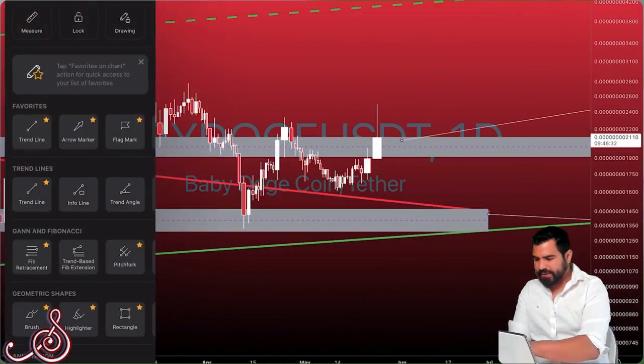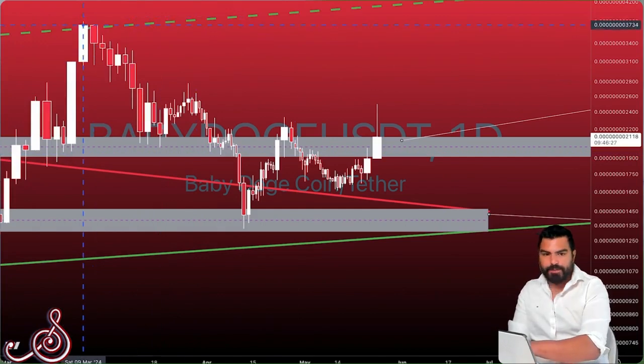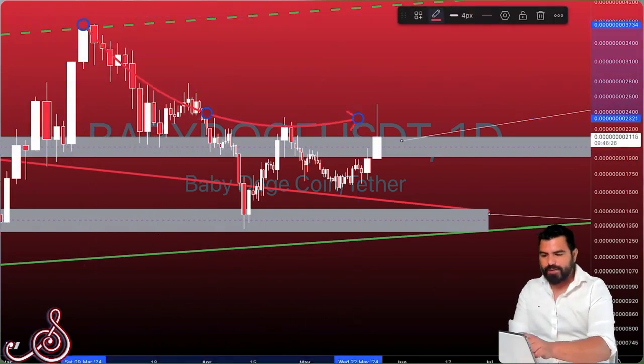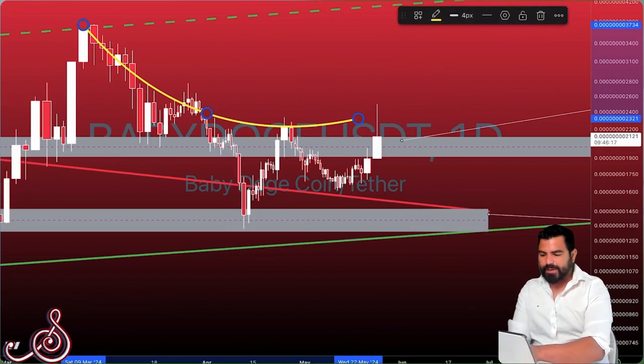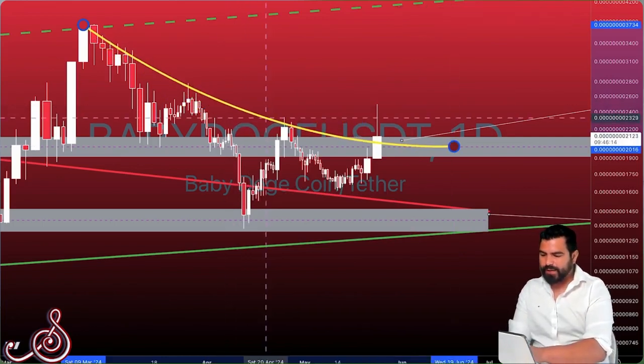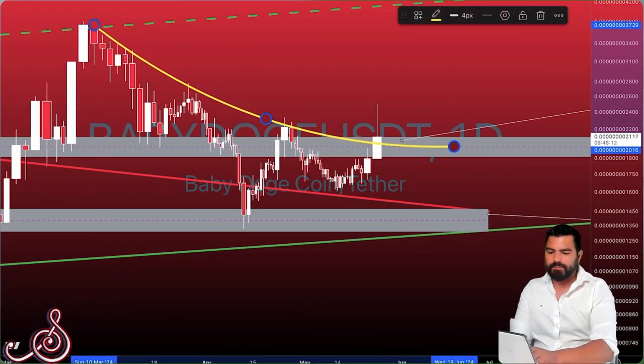It's as simple as this. Getting our curve tool, turning it yellow so we can see it, and I usually draw my parabolics in yellow. I'm going to turn off that arrow, back to normal. 1, 2, 3. All right.